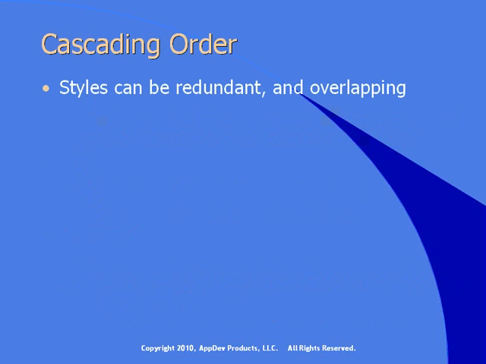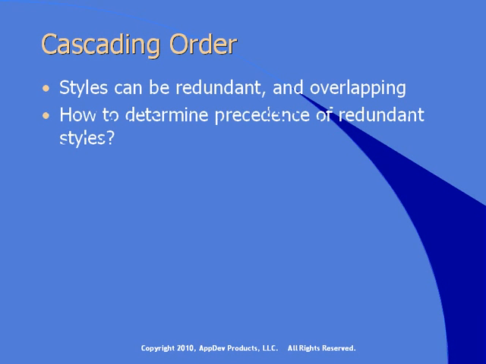Now, of course, styles can be redundant and even overlapping. How do you determine the precedence of redundant styles? Well, you might have styles defined in one or more multiple cascading style sheets external to your document. Well, first of all, the lowest priority is the browser default. If there's no style applied, well, you get the browser default, but that's the lowest priority.